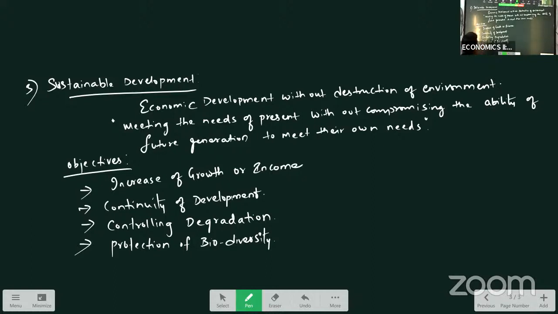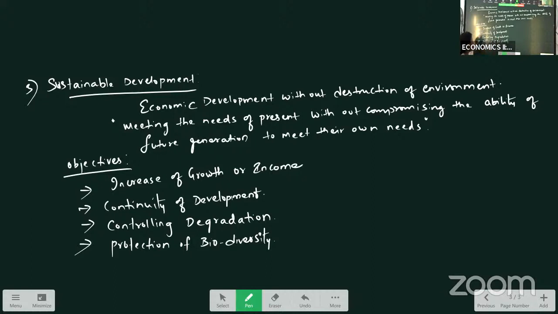And what are the objectives of this sustainable development? It is increase of growth or income. Sustainable development should be in such a way that it increases the standard of living of the people. People should get good education facilities, health facilities, good resources, and natural resources should be available not only for the present generation, but also for our future generation.